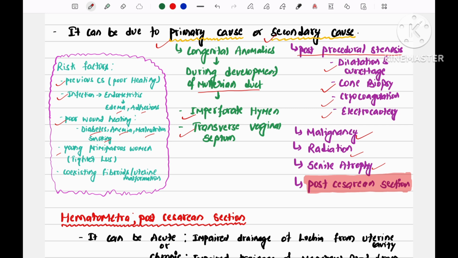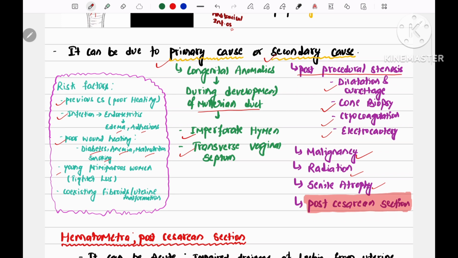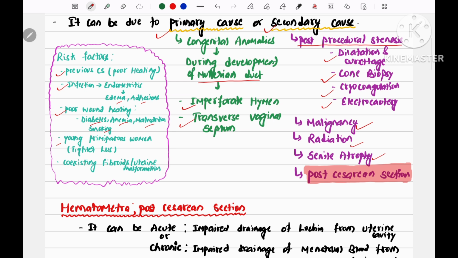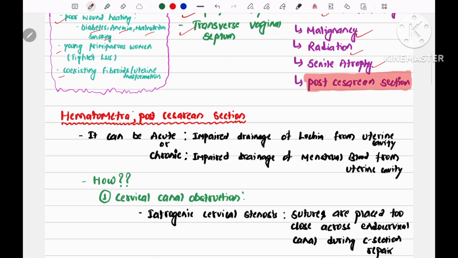And these young primiparous women usually have a tighter lower uterine segment. This lower uterine segment is slightly tighter, due to which there can also be obstruction. And another is coexisting fibroids or uterine malformation, like if there is any fibroid in this part. It can be submucosal, then it can also lead to the obstruction, finally leading to hematometra.